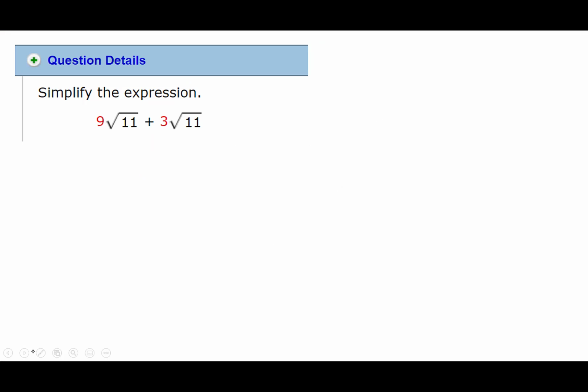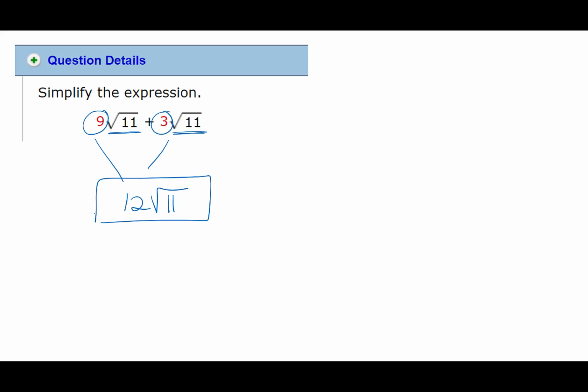The key to adding and subtracting radicals is that the number under the radical must be the same. In this example, we have radical 11 in both terms. When the radical is the same, this is the easy part, you just combine the outside numbers. 9 plus 3 is 12, and then you keep the same radical 11. It really works like a variable, like if you had 9x plus 3x, that would be a total of 12x. It's the same idea as when we add or subtract radicals.